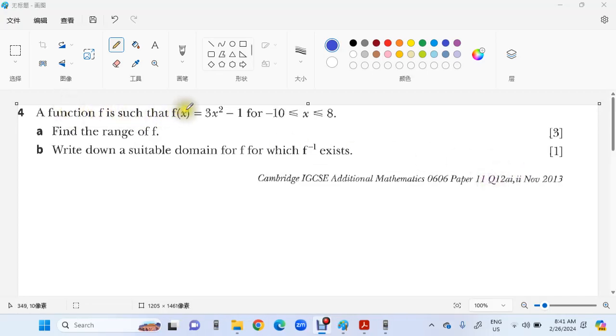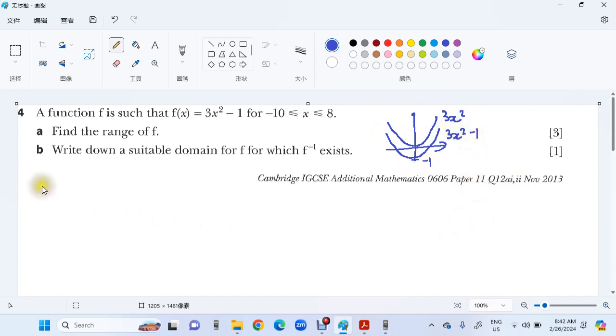Function f is such that f(x) equals 3x squared minus 1, and x is between negative 10 and 8. So we need to find the range of f. Before I start this question, I know that the graph of 3x squared will look like this. So 3x squared minus 1 will be somewhere here. It goes downward 1. So this will be 3x squared minus 1.